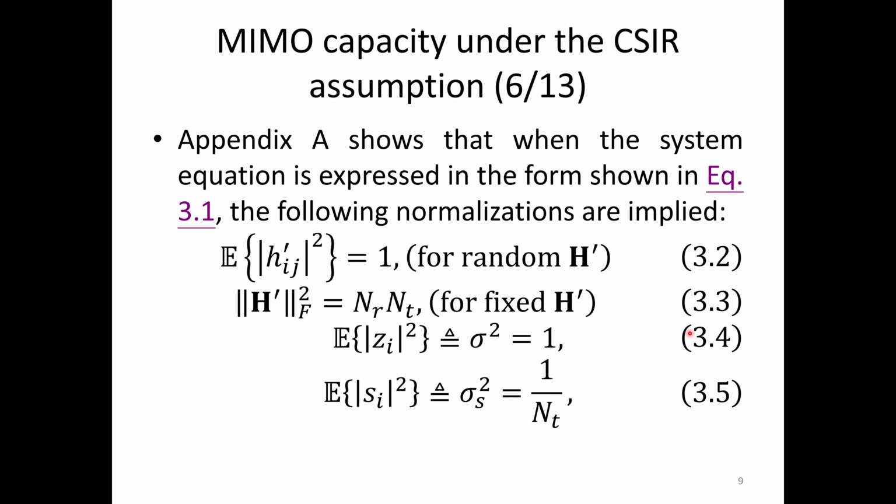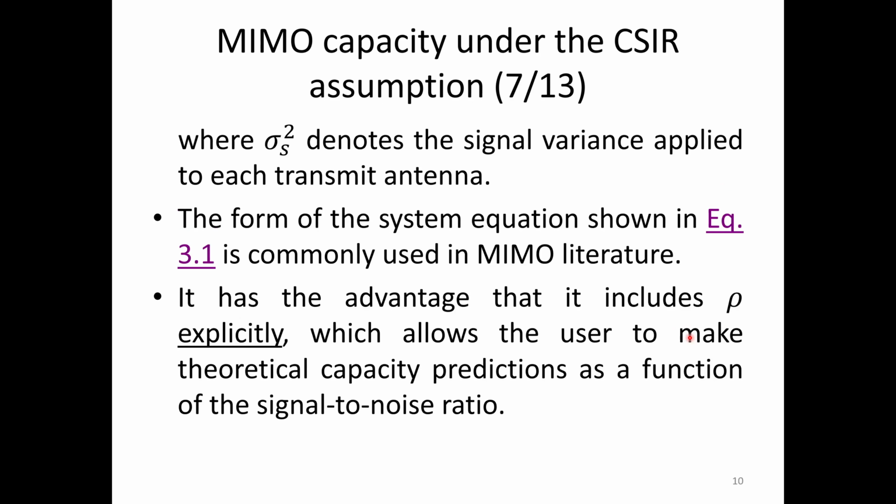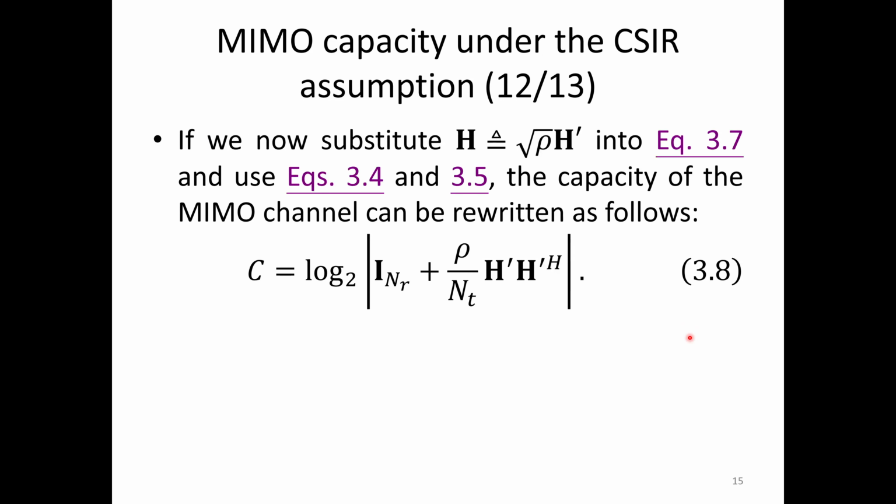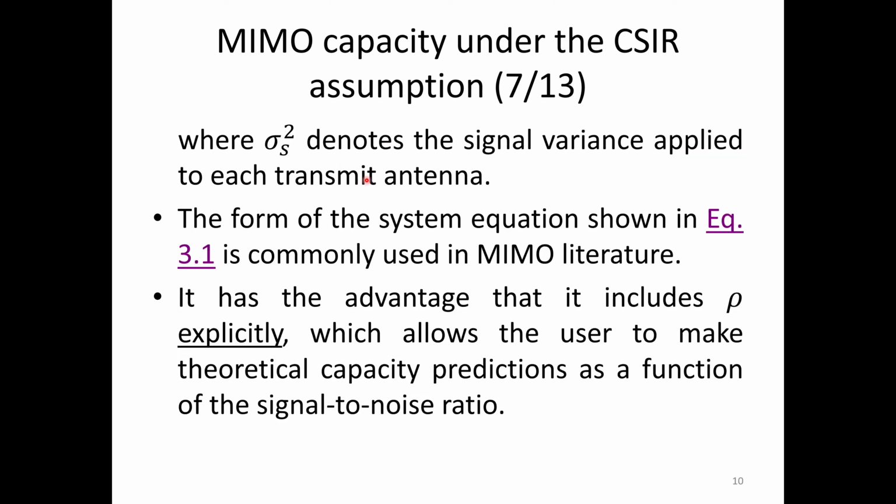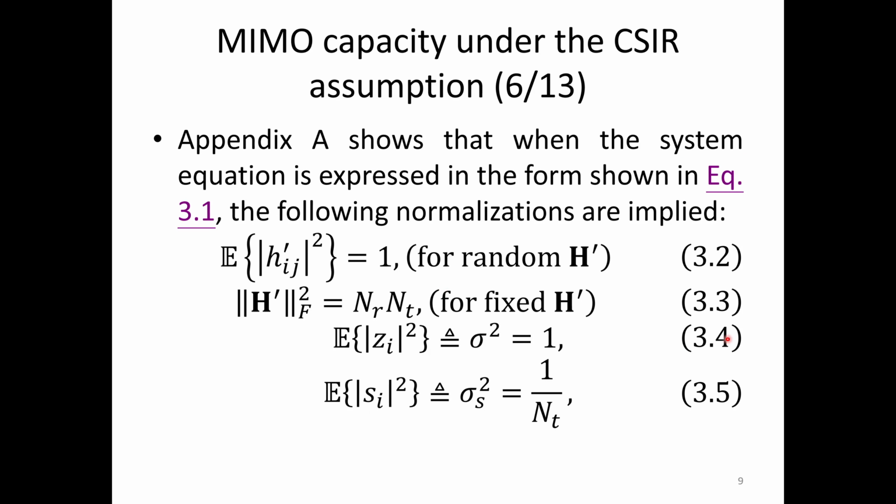Okay, we have mentioned equation 3.4. Let us review the last part. In equation 3.4, the expectation of the square of the absolute value of zi is defined as sigma square, which is equal to 1.